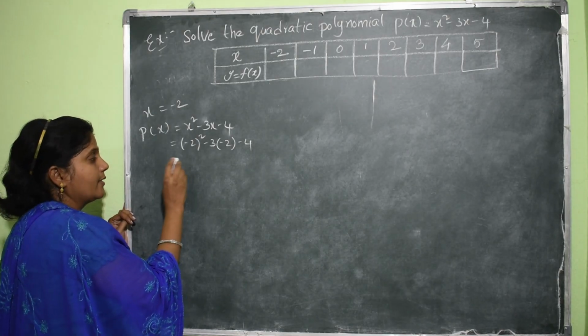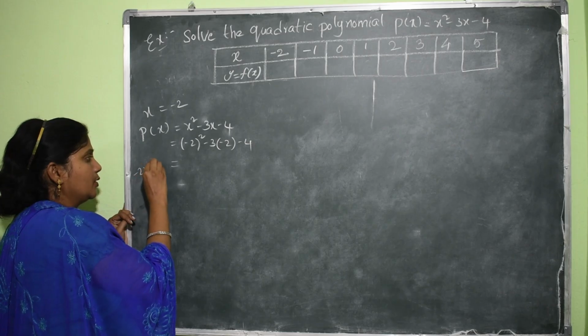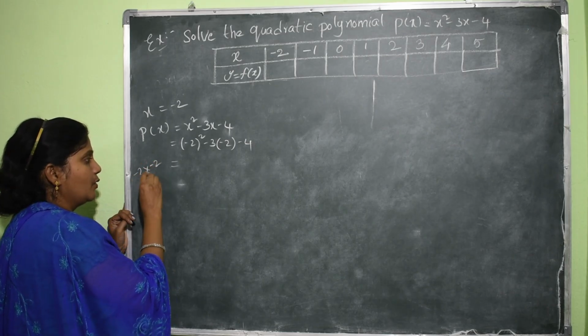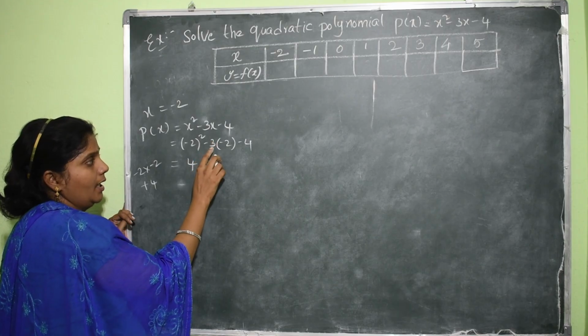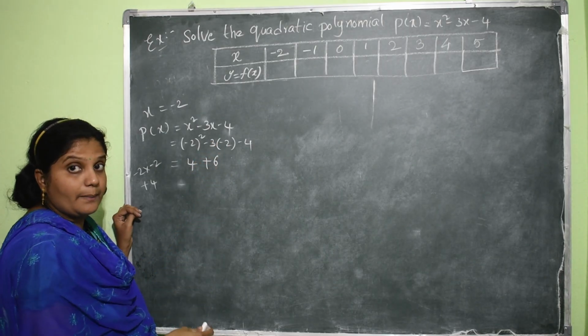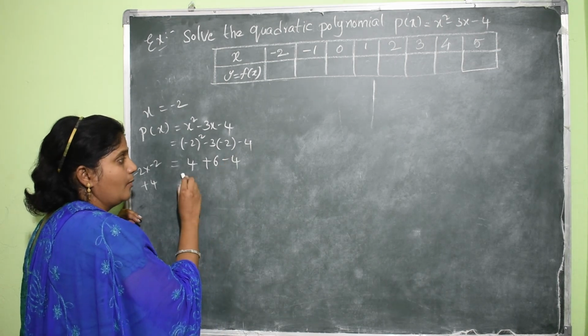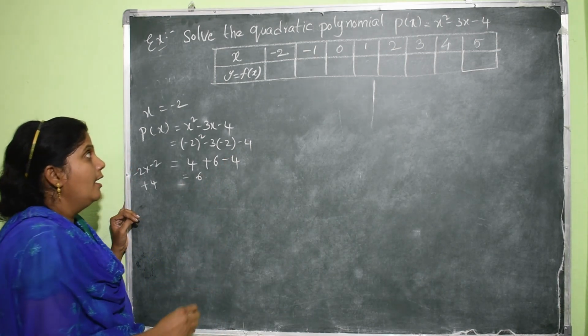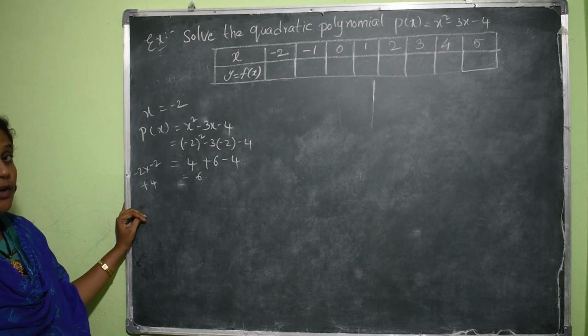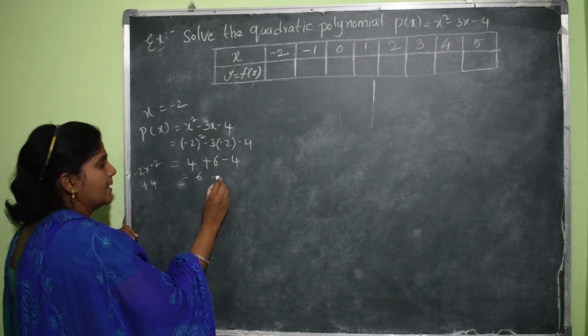So minus 2 whole square means minus 2 into minus 2. So minus into minus plus 2 into 2, 4. So minus into minus again plus, 3 2s are 6, minus 4. So 4 plus 6 how much? 10. 10 minus 4, 6. So for x value minus 2 we got y value as 6.